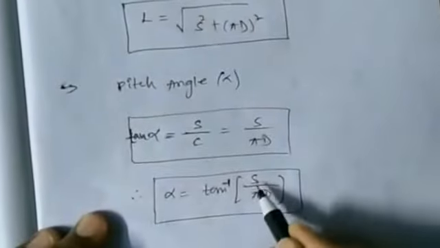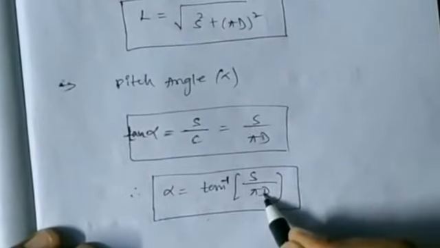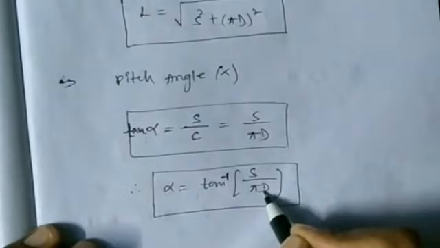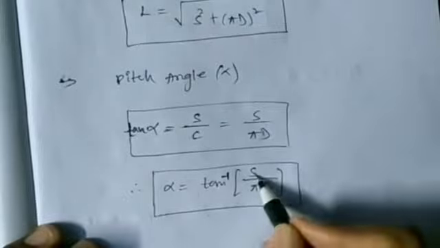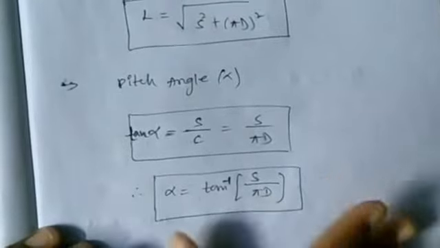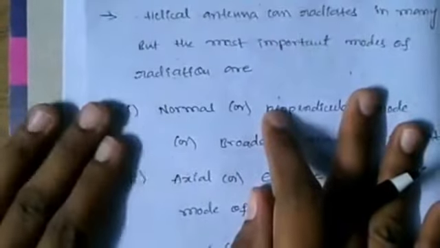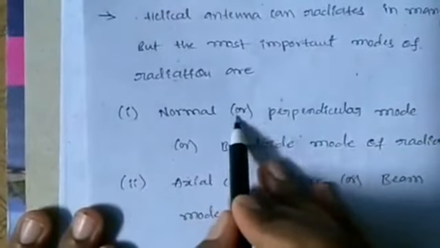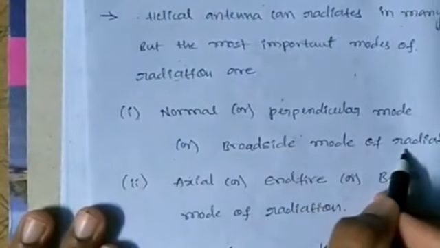Here S is the spacing between the two turns and D is the diameter of the helix. Depending on these two parameters, the modes of the helical antenna exist, meaning the modes of radiation of the helical antenna. Generally the helical antenna radiates in many modes, but of all those modes, two modes are very important. Those are the normal or perpendicular mode, or broadside mode of radiation.